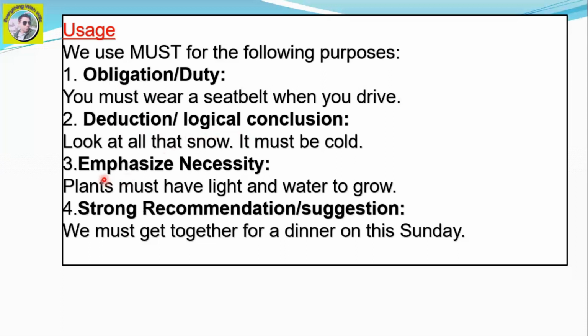Now, the third usage of the modal verb must is to emphasize necessity. When you want to emphasize some necessity, when you think something is very important to do and you put emphasis on it, when you are telling someone. For example, plants must have light and water to grow. Now, this is necessary, of course. This is necessary for the plants to have light and water.